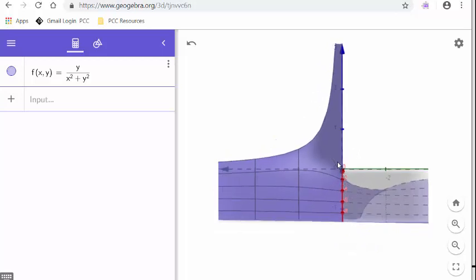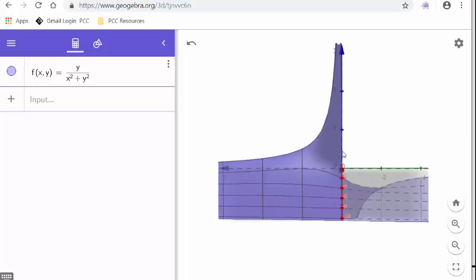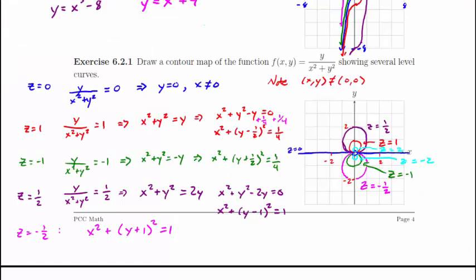Cool. I love this software. I started playing with it probably a year ago, and I am just amazed at how much more powerful it is than anything else that we've had via calculators or anything before this. So, okay. Let's keep on keeping on.